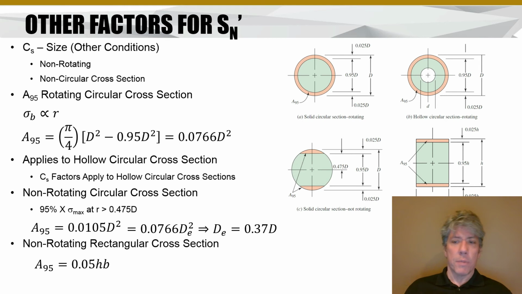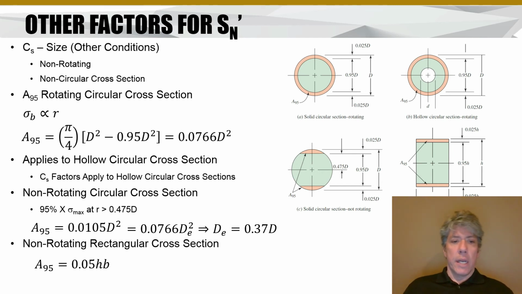It's actually pretty simple. The A95 area is the upper and lower area you see in pink in item D there, and that's just 0.05 times the height times the base. So if you add those two areas together, the upper area is 0.025H, the lower area is 0.025H, add them together, that's 0.05H, multiply by the width B, and now you've got the area.